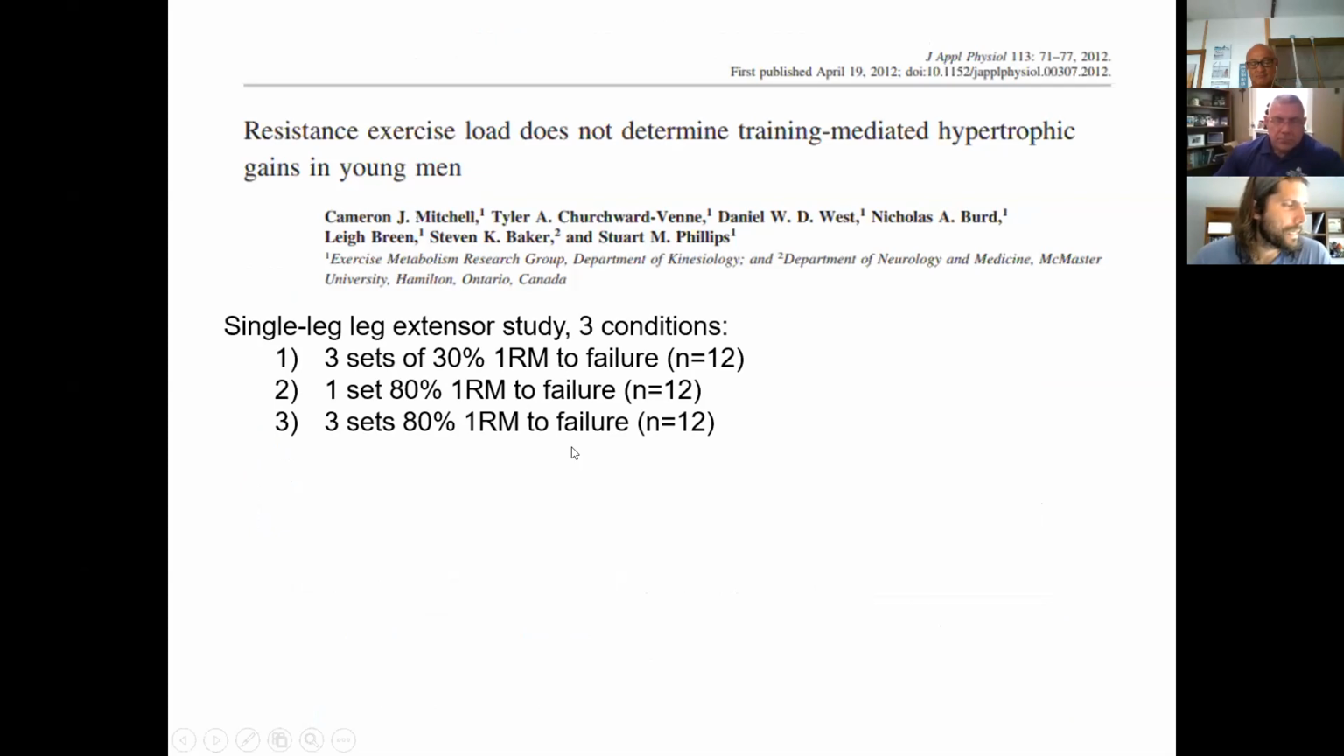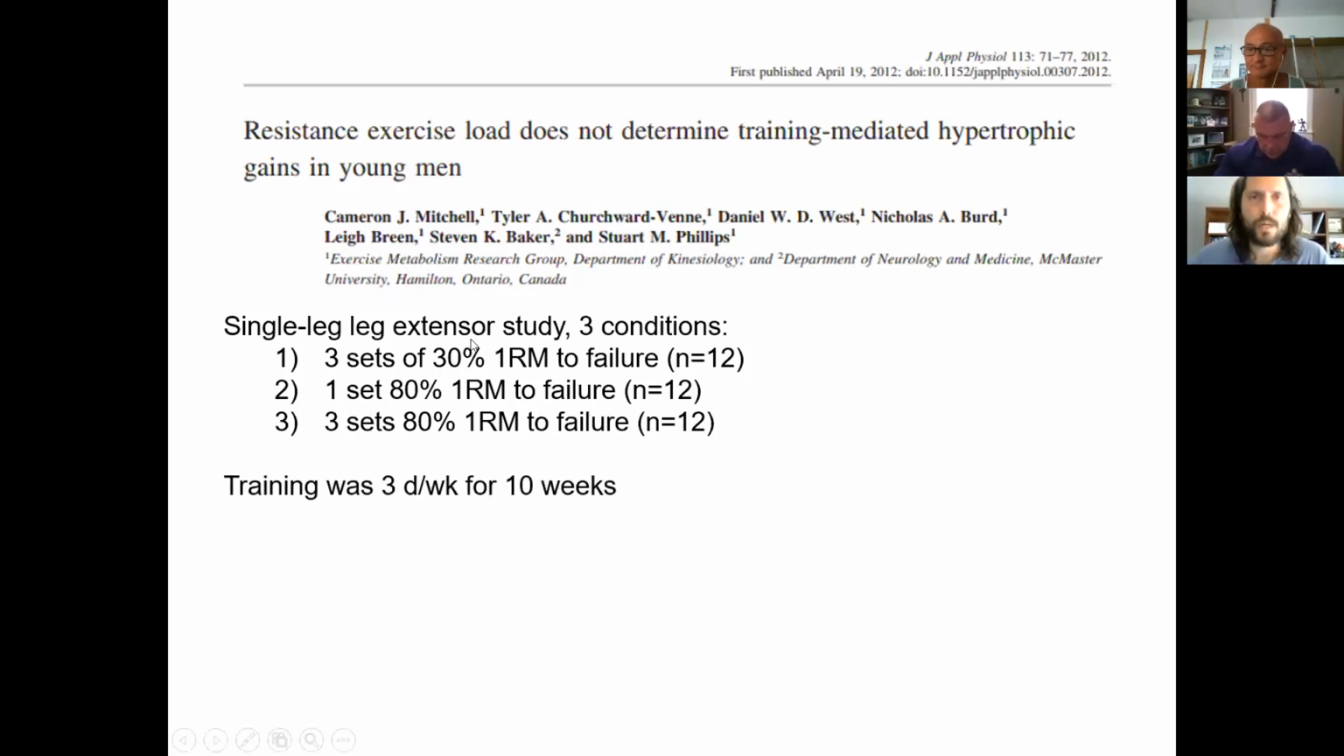And what he did was he had individuals do leg extensor training under 3 conditions. The first condition was 3 sets, 30% 1RM to failure. Second condition was only 1 set, 80% 1RM to failure. Third condition, 3 sets, 80% 1RM to failure. Okay, training was 3 days per week for 10 weeks.